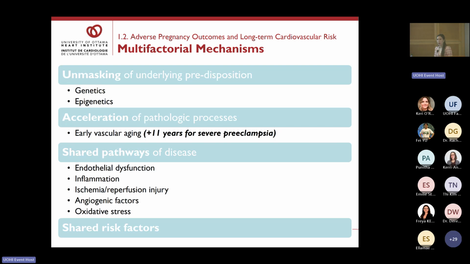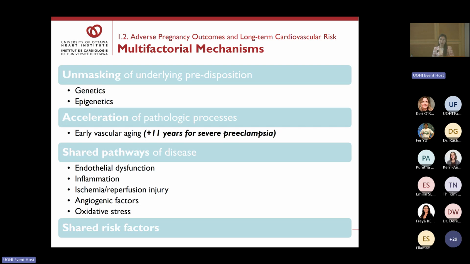So you may be wondering, why is this happening? What is the link between APOs and CVD? This could be a talk on its own, but in brief, there's probably a few pathways that we need to keep in mind. One of them is that it's probably unmasking an underlying predisposition for CVD, whether this is a genetic or an epigenetic component. We do know that APOs are associated with accelerated vascular aging. And this has actually been shown from data from the Heart Institute with Dr. Coutinho as well, that having preeclampsia adds 11 years to your vascular age.